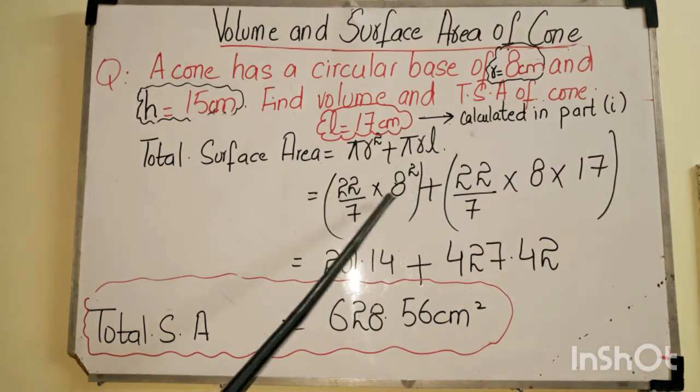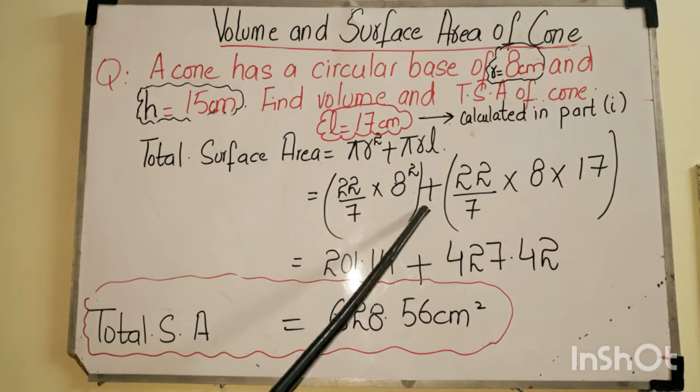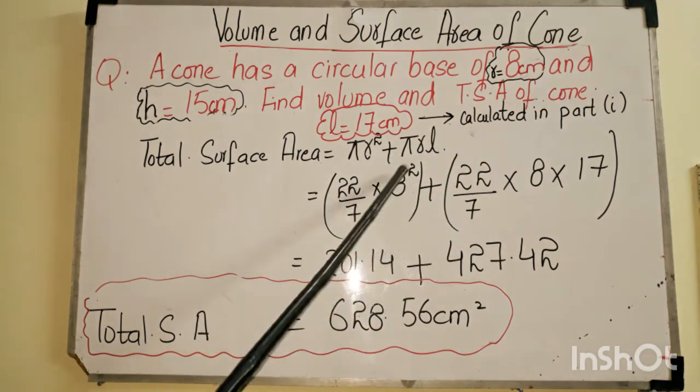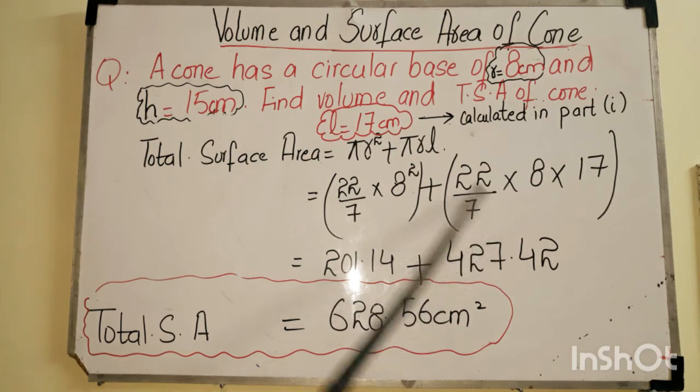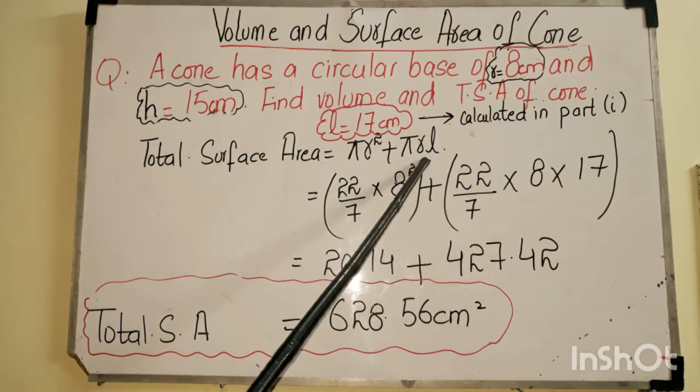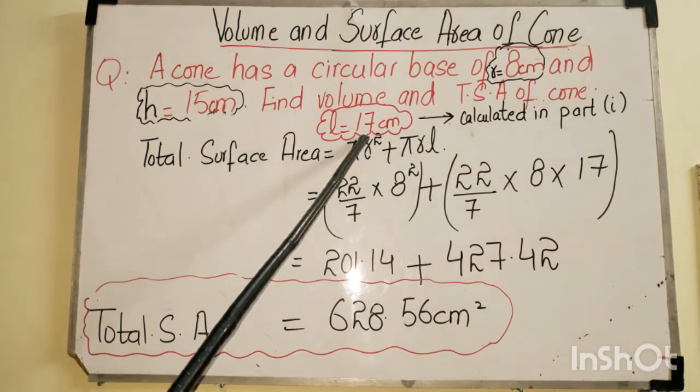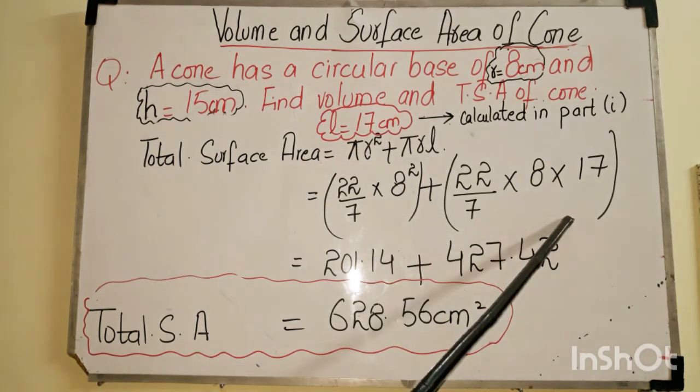Radius is given in the question, 8 square. Again plus is the like sign of the formula. Pi is 22 by 7. There is a product sign. R is 8. L I have calculated in the part number 1, and while before calculating the volume, 17.